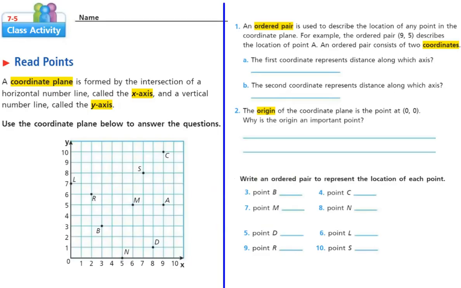It should be, I think, page 225. And please know that I squished everything onto one page, so that way you can see this coordinate plane right here on the left-hand side of the page. So I'm going to start from the top. It's got some good vocabulary terms for you.